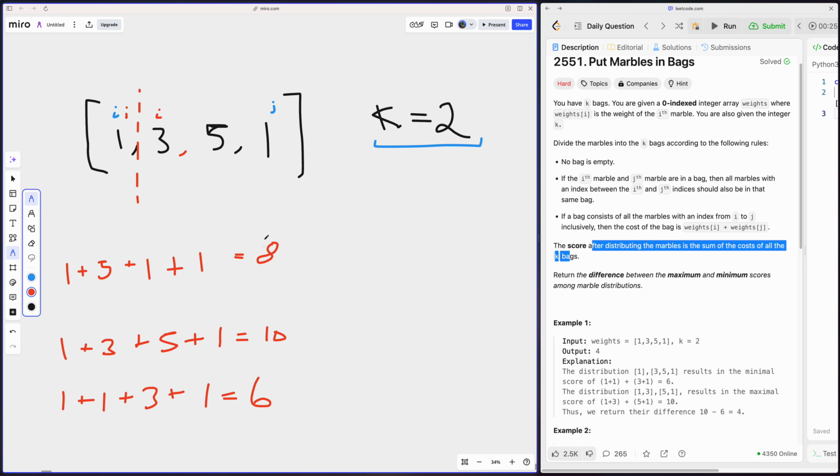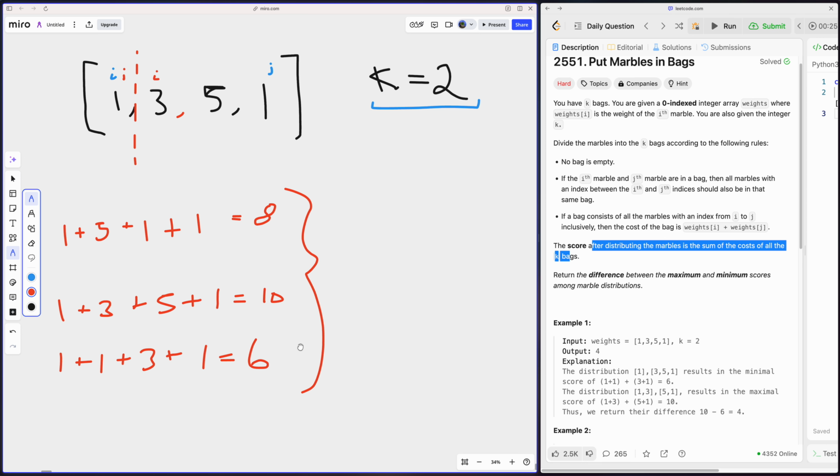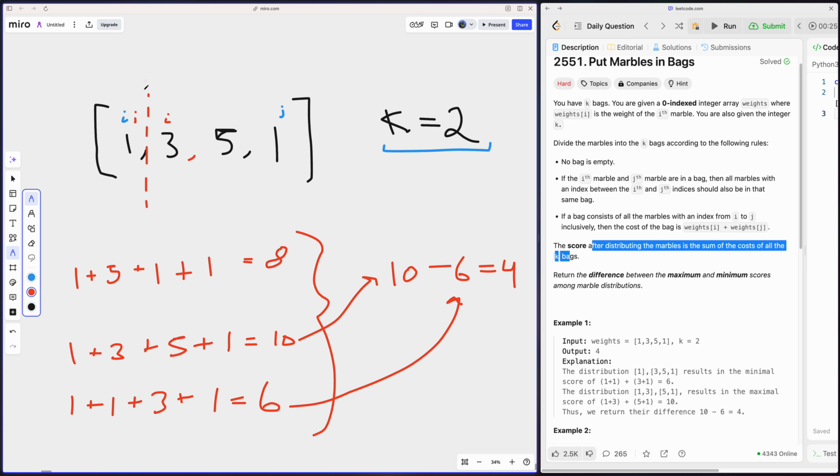6, right? And then out of all of these possibilities that we could have created, we just need to take the max score, which is the 10 right here. So we do 10, and then we just take the min score, which is 6. So we do 10 minus 6, which is equal to 4. So that's our answer. And then very important that we observe that whenever we make a split, we always add the ending of one section and the start of the next to the score.